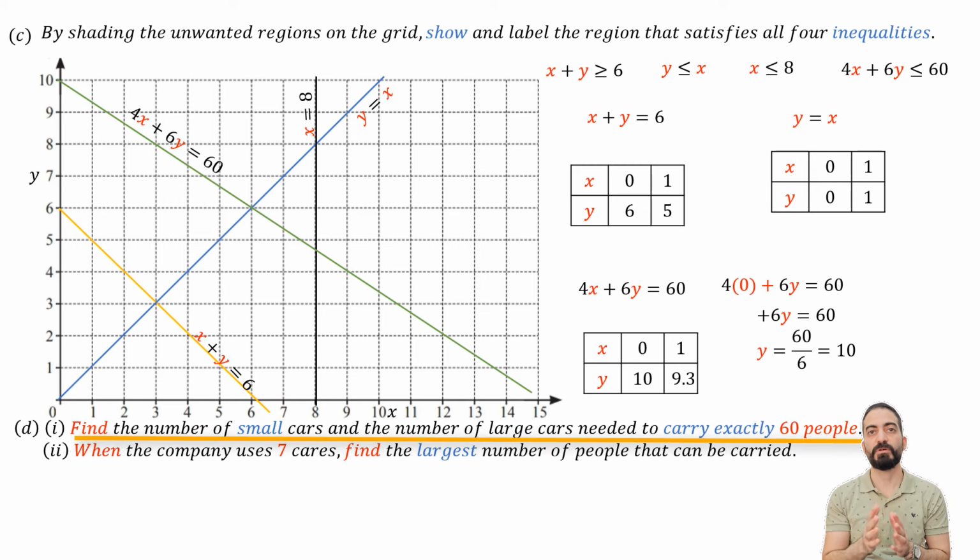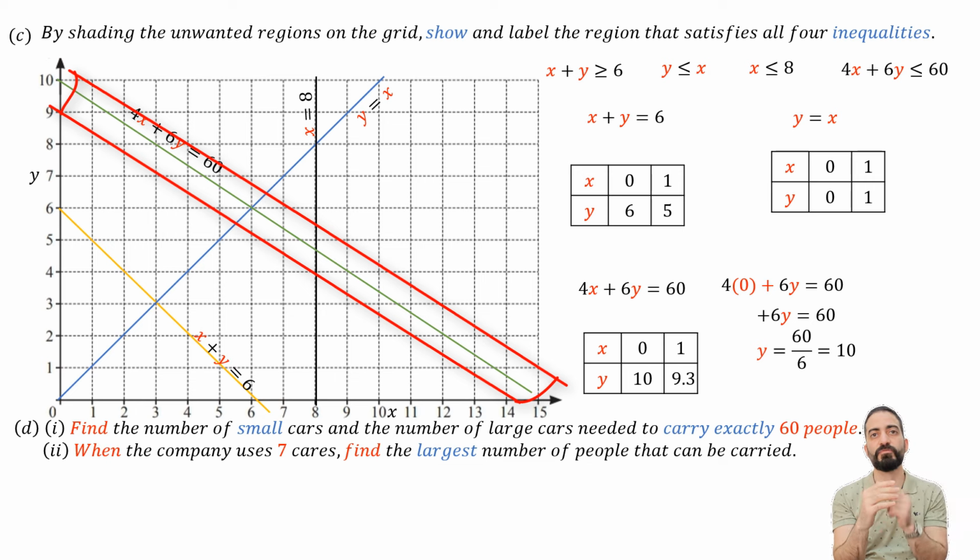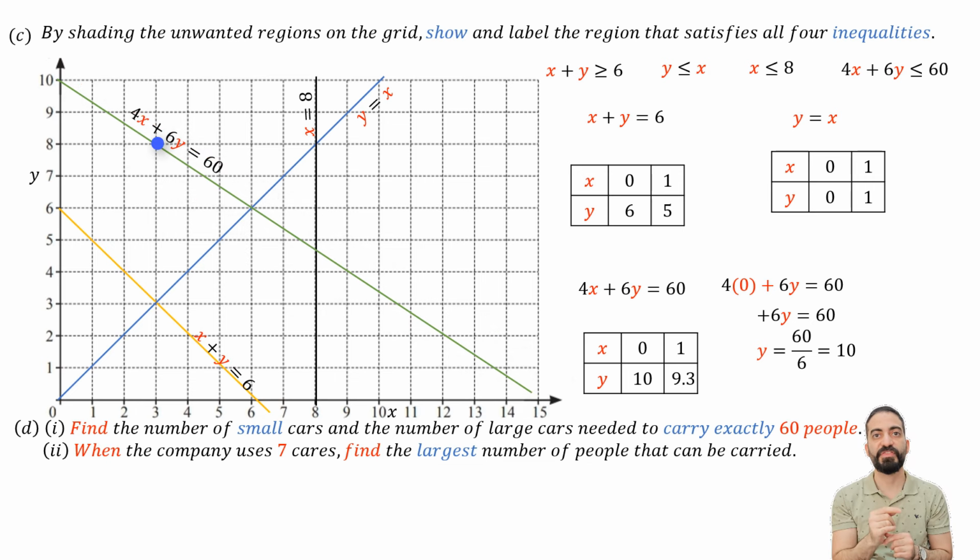Find the number of small cars and the number of large cars needed to carry exactly 60 people. To carry exactly 60 people means that the point we must search for is on this line. If we choose this point 3, 8, we get that x is smaller than y, because 3 is smaller than 8. And this is wrong, because y should be smaller than or equal to x, not x smaller than or equal to y.